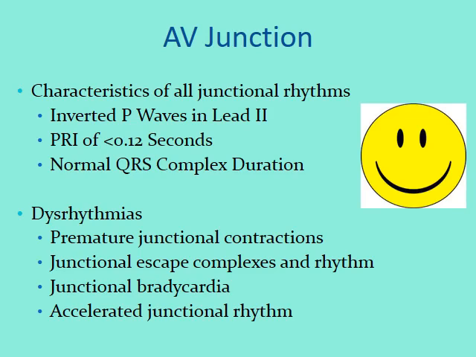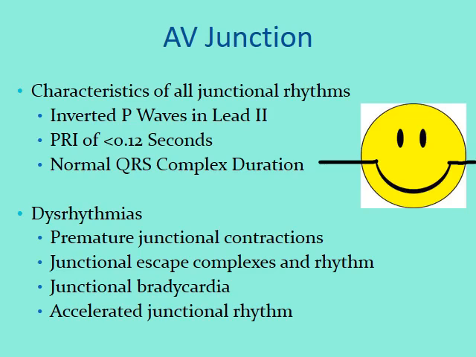All right. Characteristics of all junctional rhythms: inverted P's. This smiley face is just to represent the inverted P from our isoelectric line. The PR interval, since the signal is coming from the AV junction, is going to be less than 0.12. And the QRS complex is going to be less than 0.12. So things are jammed up pretty close together.